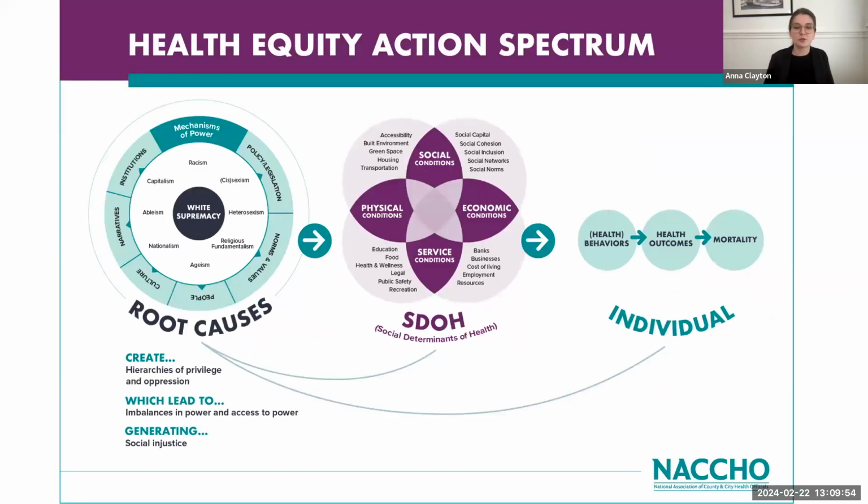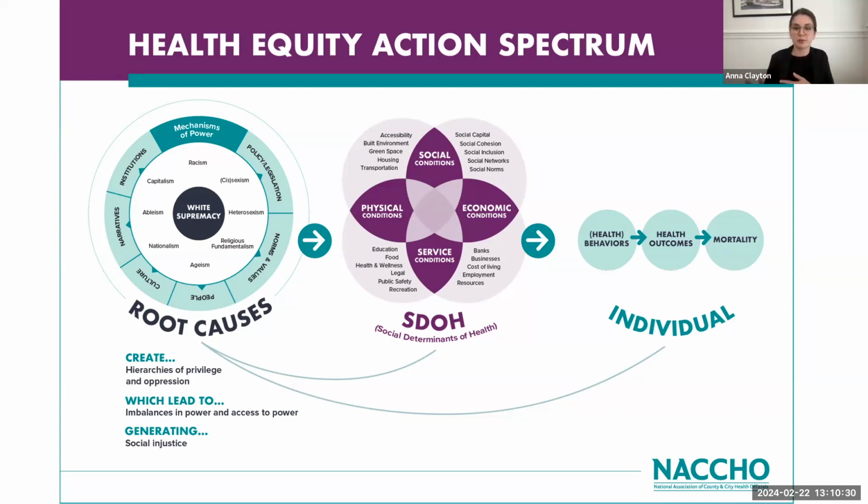So to set the stage for the topic today, I'd like to share how we focus on health equity in MAPP 2.0. We use the definition from Dr. Kamara Jones, which I don't have here on the slide, that health equity is the assurance of the conditions for optimal health for all people. This health equity action spectrum was created for MAPP 2.0 to outline the relationship between root causes here on the left, social determinants of health in the middle, and health outcomes and behaviors, and how they all interrelate.